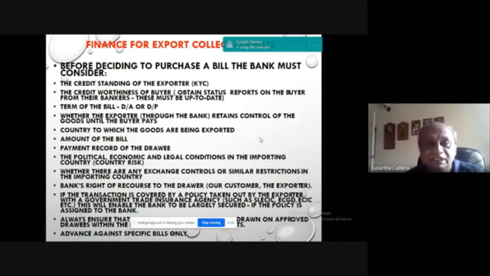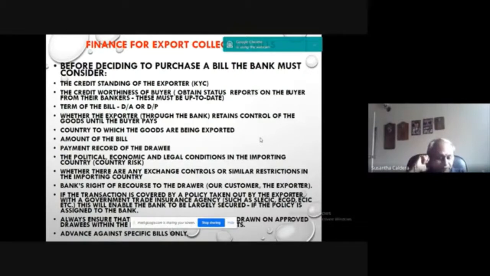That's a risk. Whether the exporter, through the bank, retains control of the goods until the buyer pays. If the exporter is going to retain control of the goods until the buyer pays, there are very remote chances. Country to which the goods are being exported: if you are sending goods to a country like Syria or Myanmar and ask your bank to discount the bill, it will be a problem, right? It will be a problem.